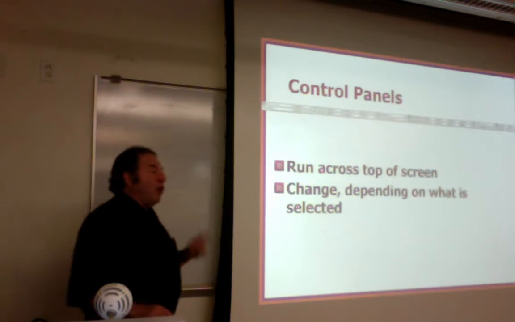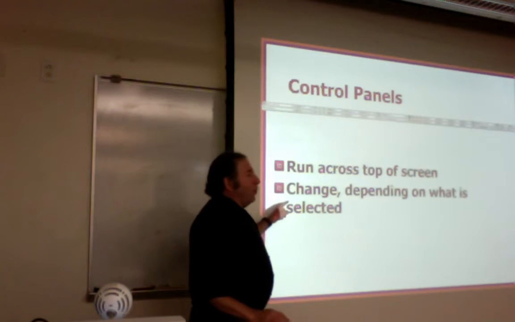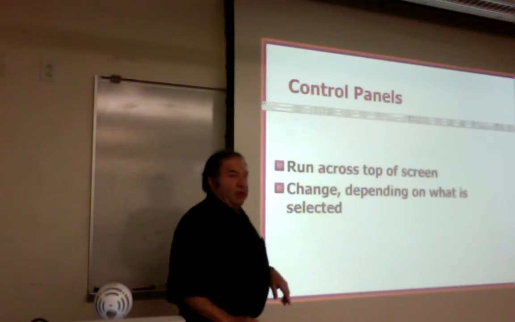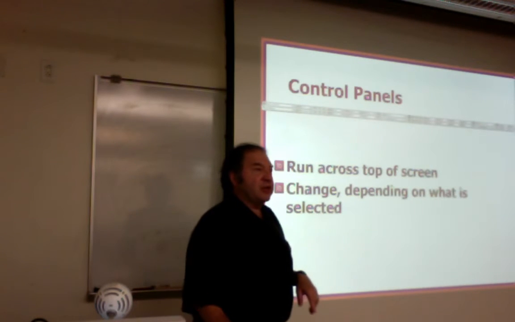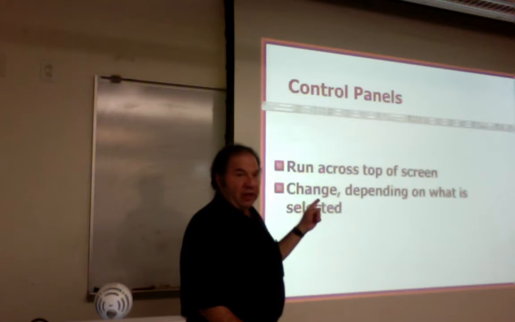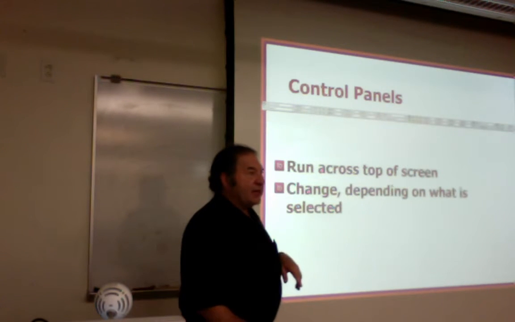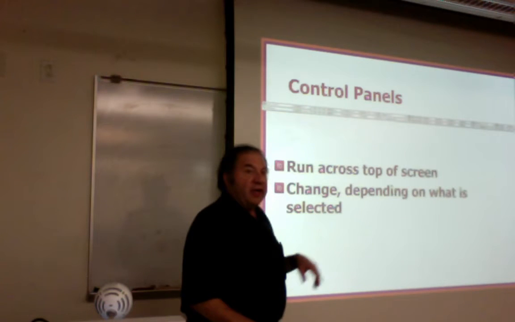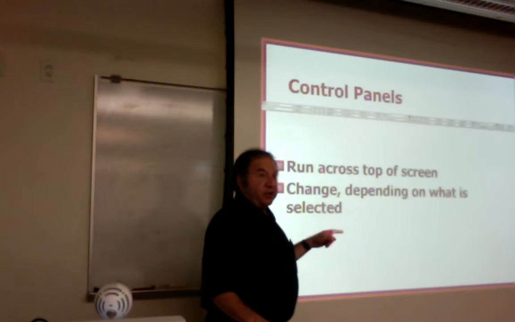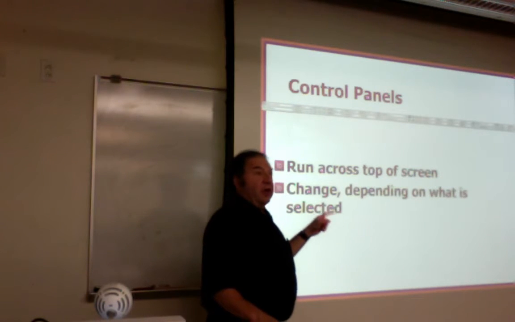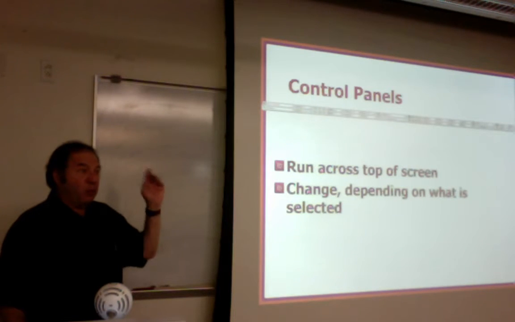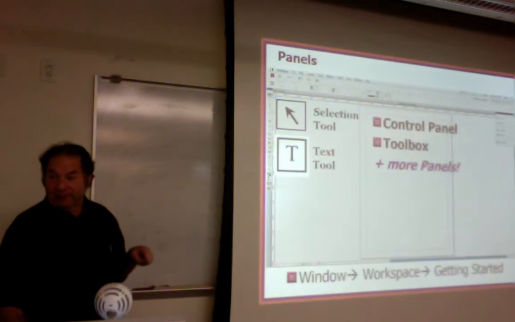The thing to know about this is that depending on what you've selected on the screen, that will change. So if you've got text and you select a few letters, it's going to change to the character control panel. If you've got text and you select the whole paragraph, it's going to change to the paragraph control panel. If you've got a picture, an object of some sort, it'll change to the object control panel. So it will change depending upon what you put your cursor on and what you click on. All right?